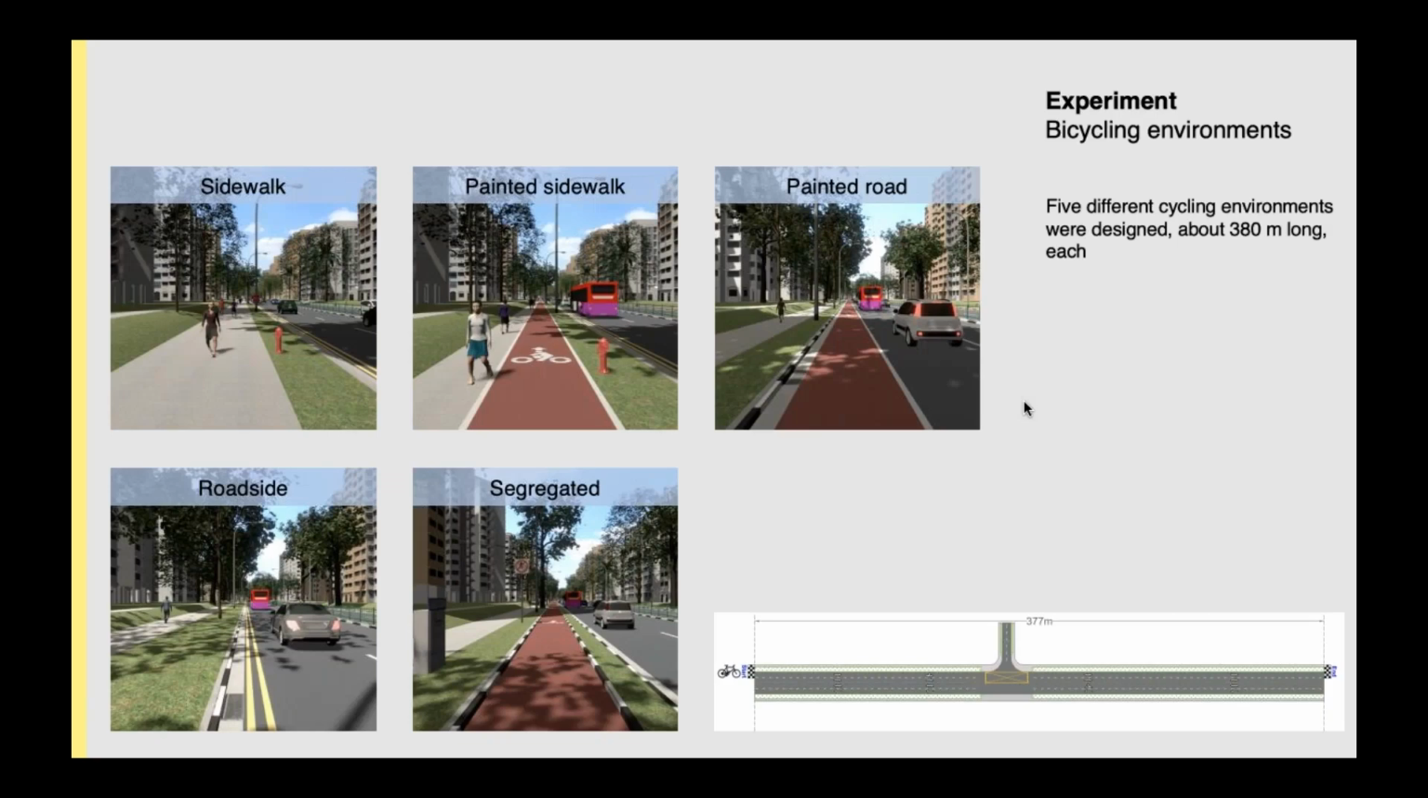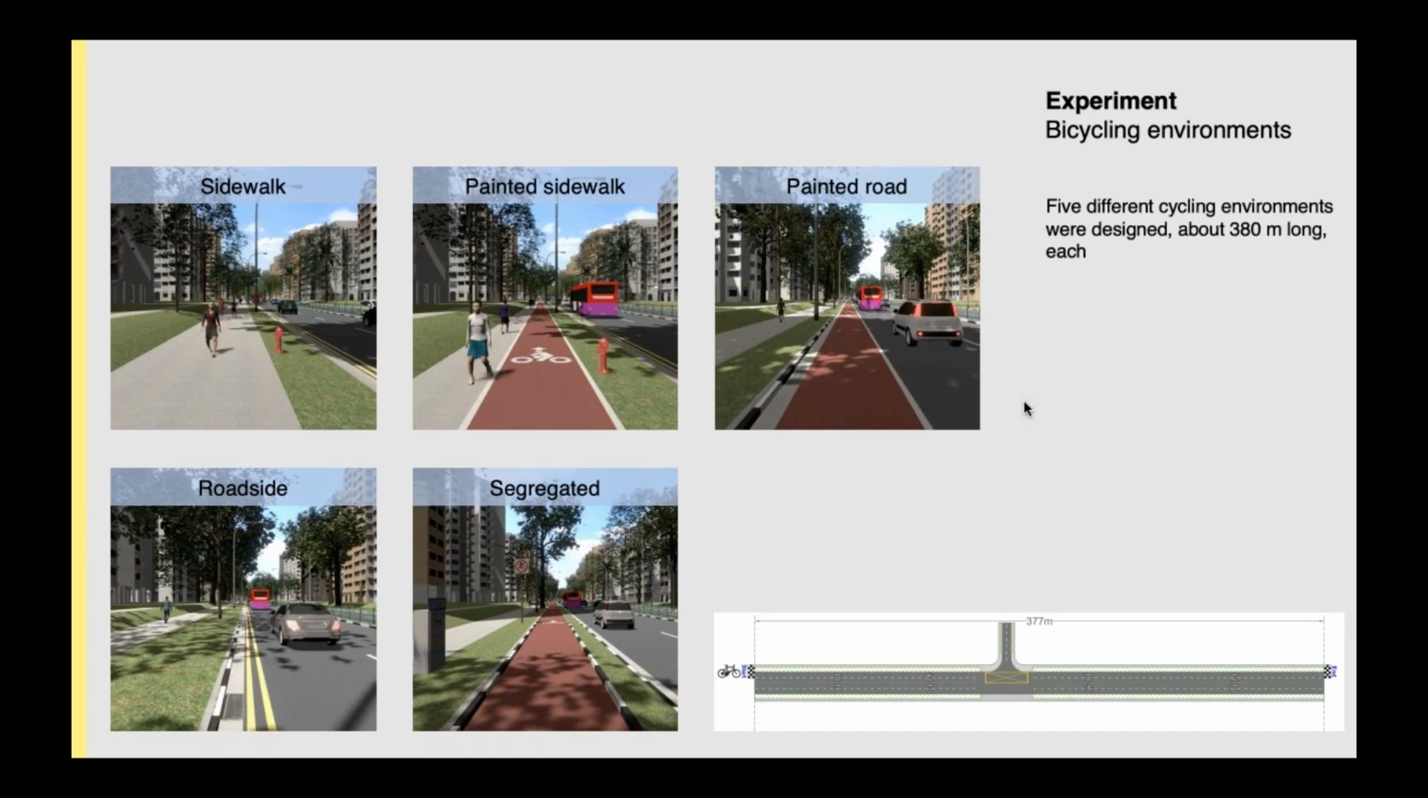Here you can see all the 5 designs that we created. They pretty much look like Singapore. That's what we wanted to have. The first one is a sidewalk. They were just cycling next to the pedestrians. No specific bicycle facilities available here.